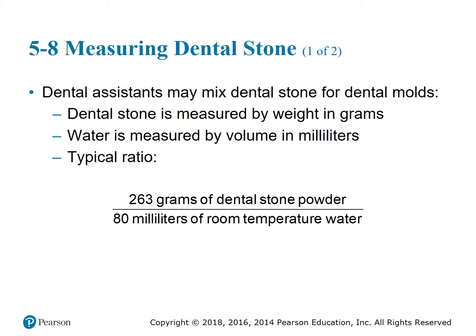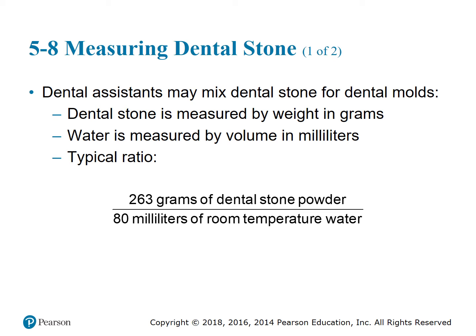So let's look at an example. This one says, sometimes dental assistants need to mix dental stone material for dental molds. The amount of stone and water varies according to the size of the mold that they're going to use. A dental assistant learns the importance of mixing a uniform and consistent material for the mold, right? This is important for success. So this task uses the metric system. Dental stone is measured by weight in grams, and room temperature water is measured by volume in milliliters.